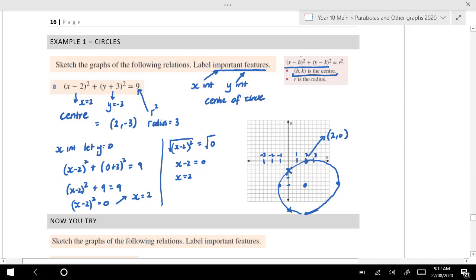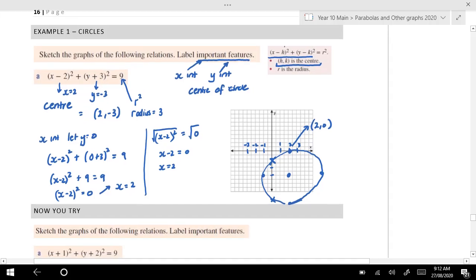Now, it looks to me as though there's going to be 2 Y-intercepts. How do we find the Y-intercepts? Well, we're going to have to let X equal 0. Okay, so let's go ahead and do that. Let's sub it into the equation: 0 minus 2 squared plus (Y plus 3) squared. Now minus 2 squared is positive 4.